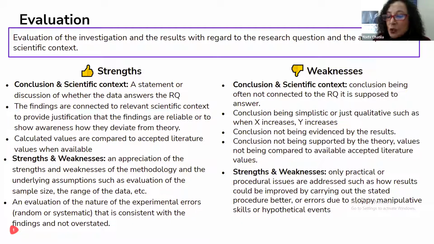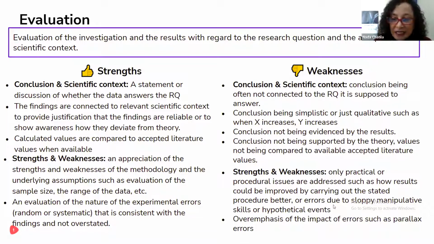So referring to sloppy manipulative skills, this is practical and not methodological. Overstating the impact of errors that are not really relevant, such as parallax errors, or as I said, if the error bars are really small and talking about, wow, making a big deal out of random errors instead of considering that to be a strength.